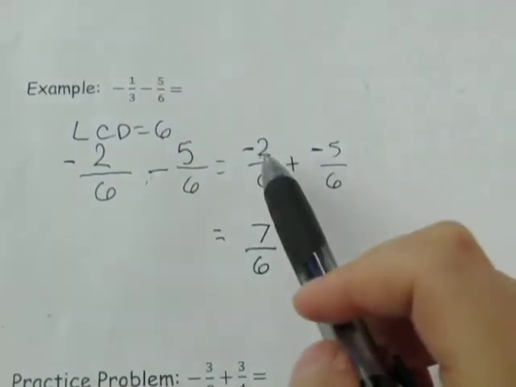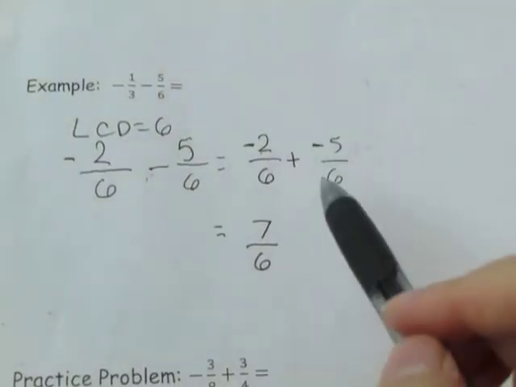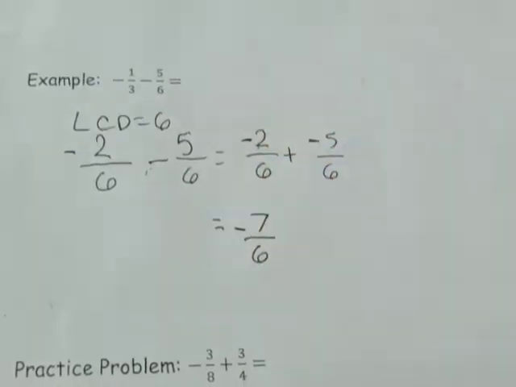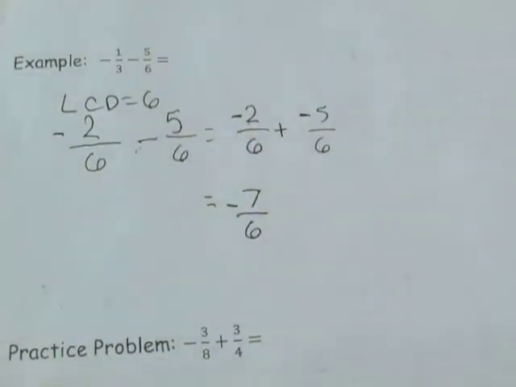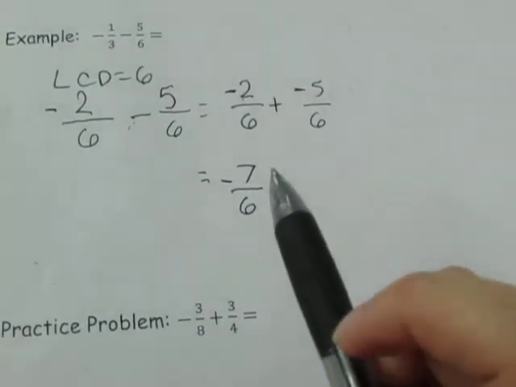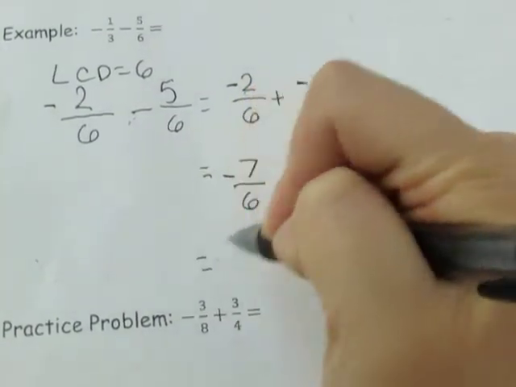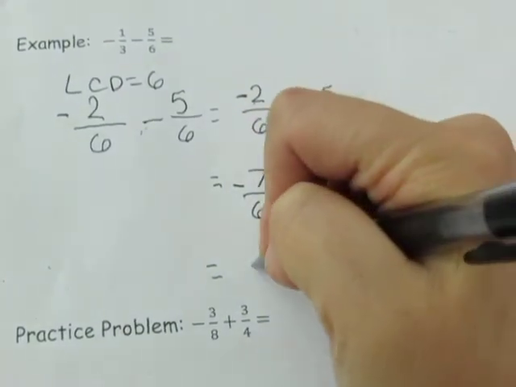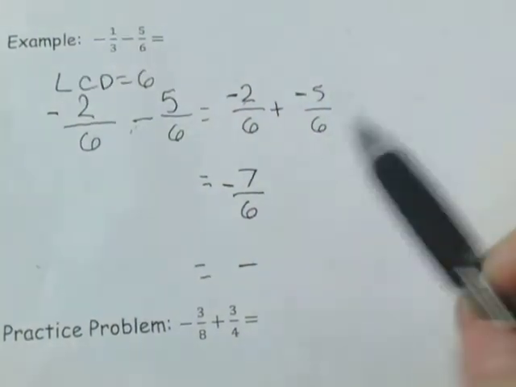So because they're the same signs, I'm going to add them together and then keep the sign. So because they're both negatives, this one's also going to be negative. So I have negative 7 over 6. Now I can go ahead and rewrite this as a mixed number. I already know my final answer is going to be negative, so I'm just going to write a negative out to the side right here.